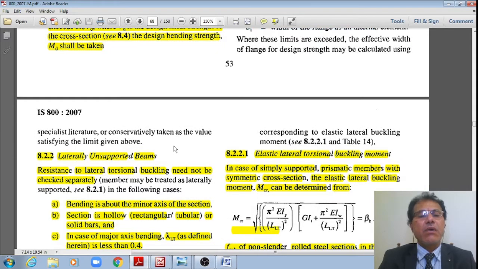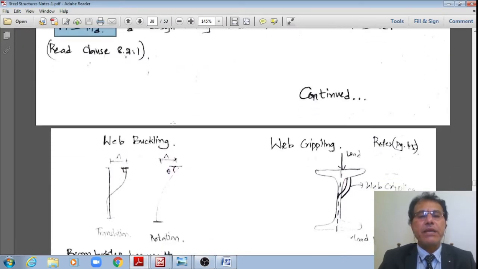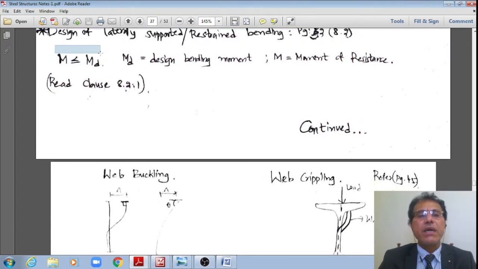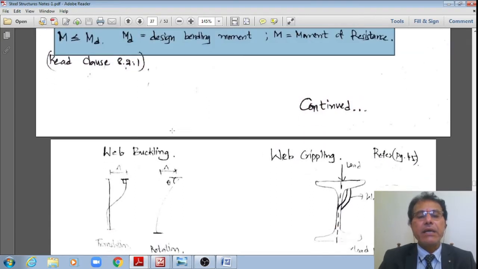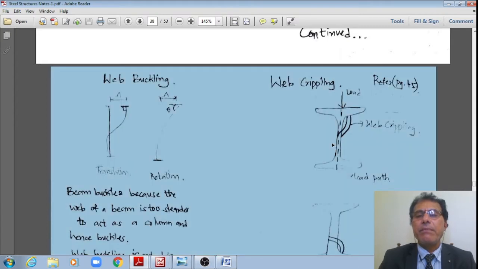Now, these are the codal specifications of the laterally supported beams, students. So far, what we have been seeing is the codal specifications of the laterally supported beams. However, once we do that design for bending, we also need to check whether web buckling and web crippling will lead to the failure of the member or not.